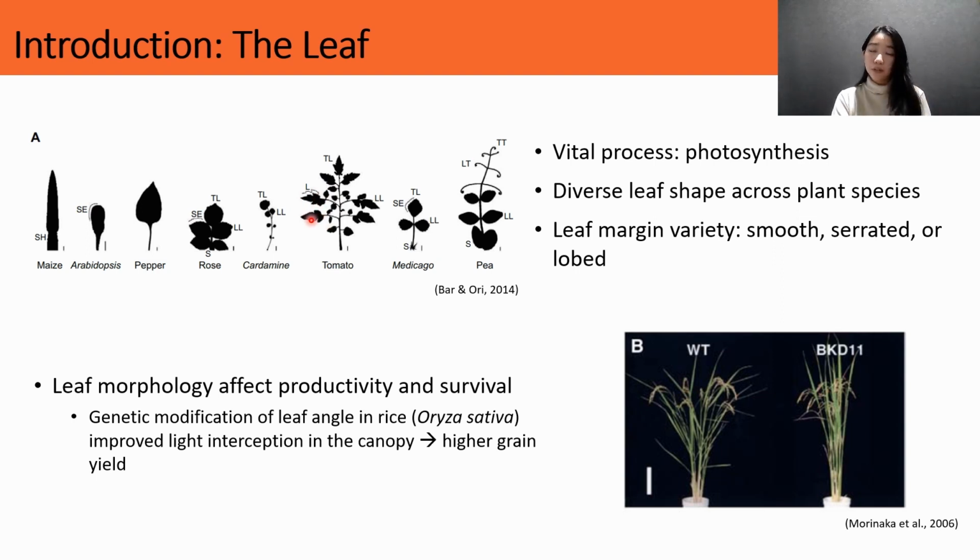And in each plant there are also a variety of leaf margin. It can be smooth, it can be serrated, or it can be looped. And this variety of leaf morphology significantly affect productivity and survival. For instance, it was found that the genetic modification of leaf angle in rice improved light interception in the canopy and resulted in higher grain yield.